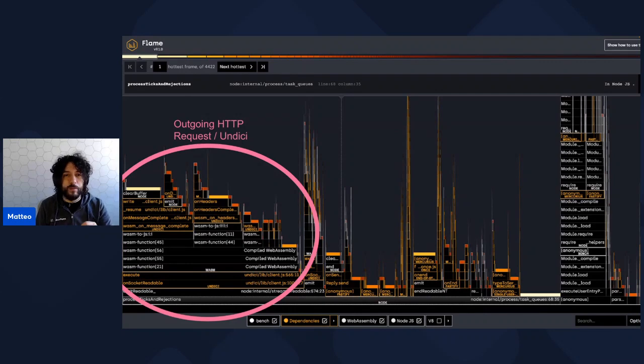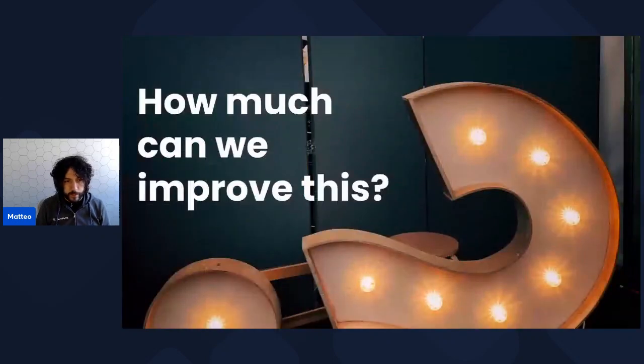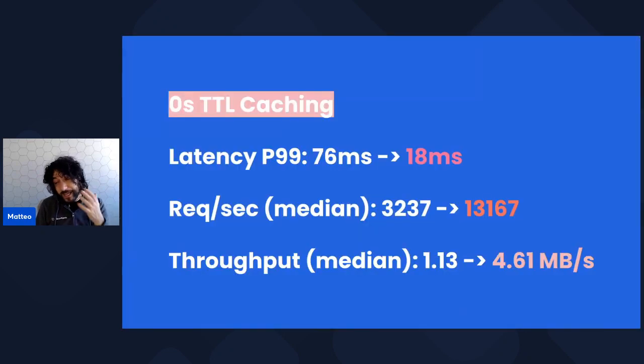I will show you how we'll make that disappear. So how much can we improve this? Well, just by enabling the caching with no time to live, so we are not caching anything at all, we can improve it 4 times. We can improve our latency down to 18 milliseconds. We can improve our number of requests per second, the median, to 13,000, and we could improve the throughput 4x too.